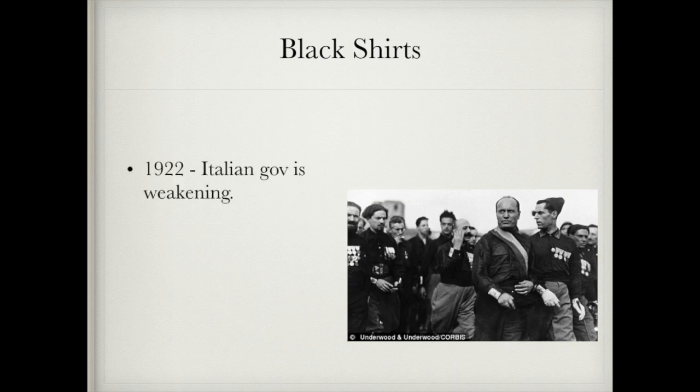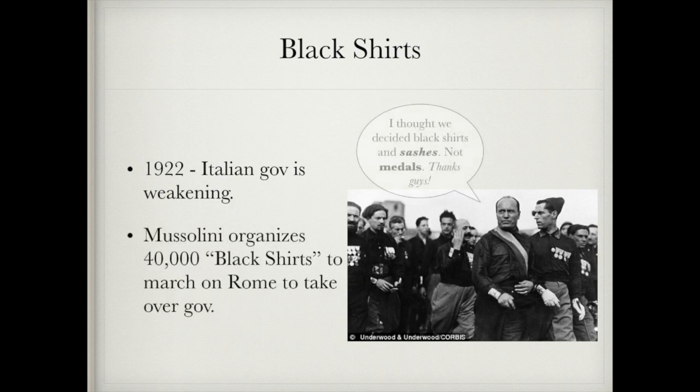In October of 1922, seeing the weakness of the Italian government, Benito Mussolini will now organize tens of thousands of his quote-unquote black shirts, basically because they all wore black shirts, paramilitary thugs. 40,000 black shirts would march to Rome and take over the government.